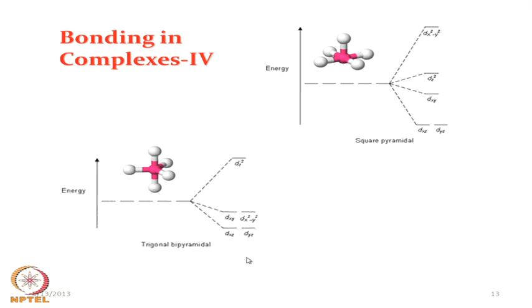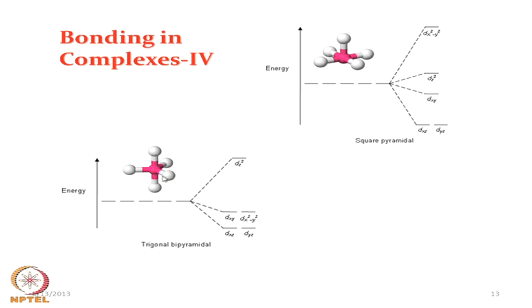So, in this particular case these 2 ligands are now facing dz square. So, compared to this one, here it is directly facing. So, dz square would be the most destabilized level. The dz square will be the most destabilized one, which is facing the 2 ligands directly in this particular direction.